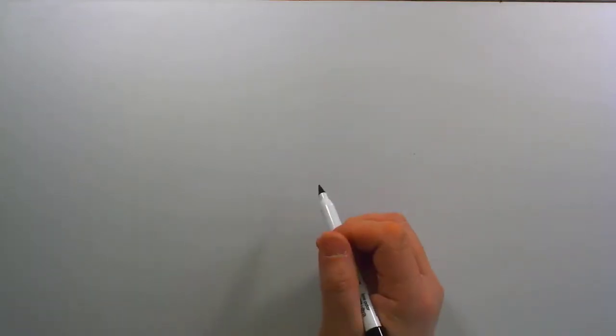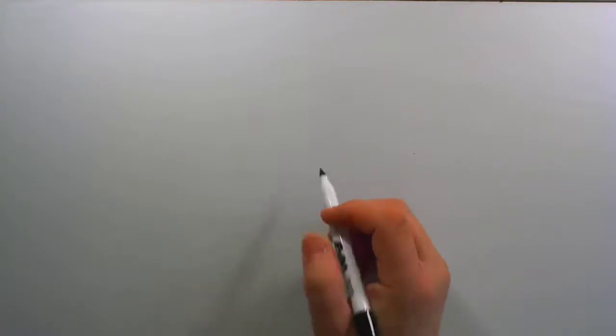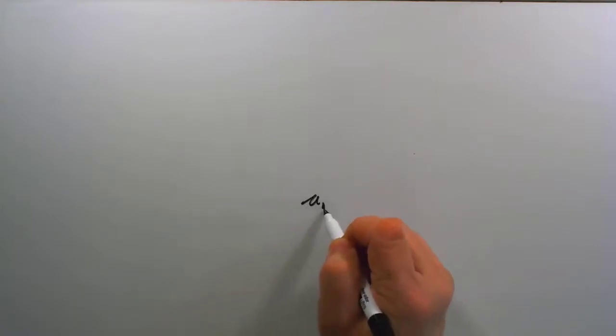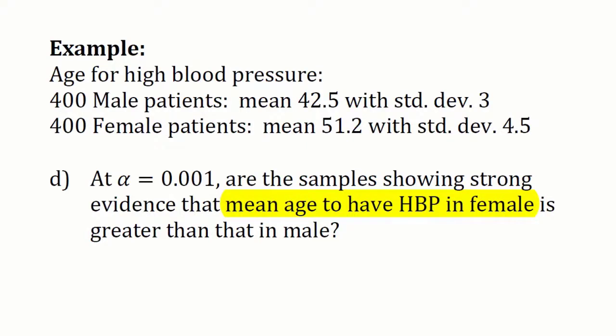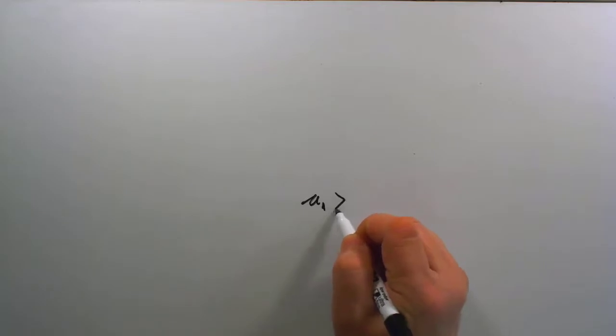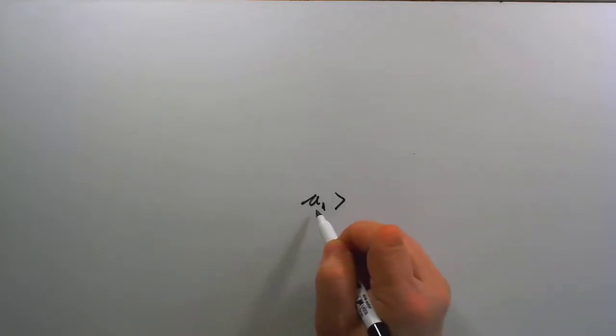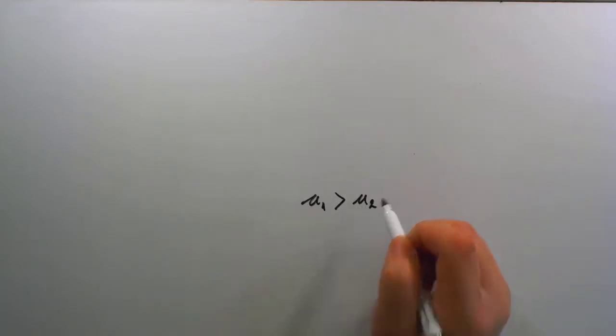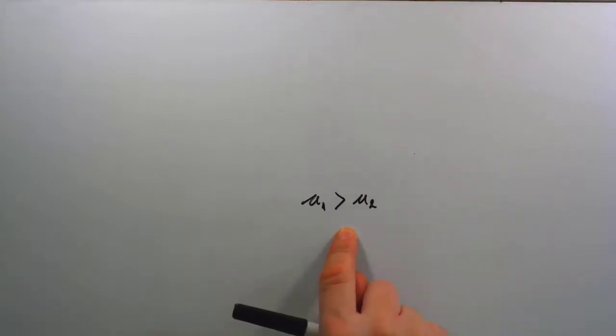So let me now switch to my writing board. But now that we have already switched our numerical labels on the two populations in the opposite way, mean age to have HBP in female is now regarded as mu1. So directly from this wording, we want to prove that mean age to have HBP in female is greater than that in male. So that means we're trying to prove that mu1 is greater than mu2. This is directly out of the wording of the question itself.